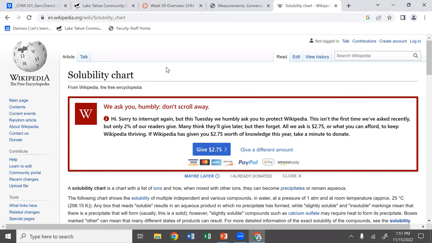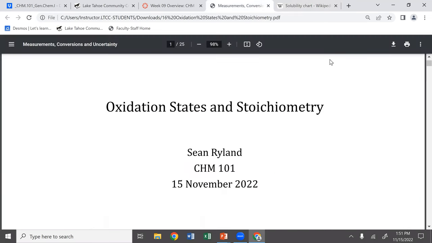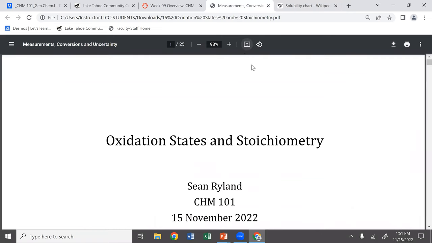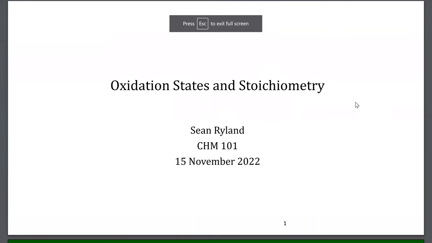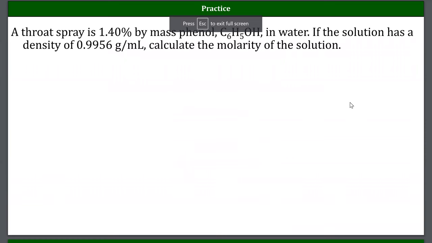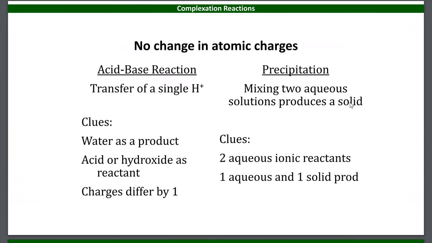Because that would just look like you took two solutions and mixed them together, and you would just wind up with one combined solution that has all of those ions still floating around. So nothing really changed. The ions were floating around surrounded by water molecules separately, and now they're all floating around surrounded by water molecules in the same container. So no reaction is pretty common when you look at precipitation reactions.